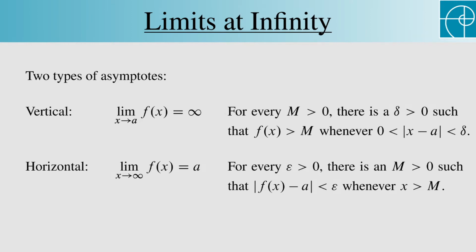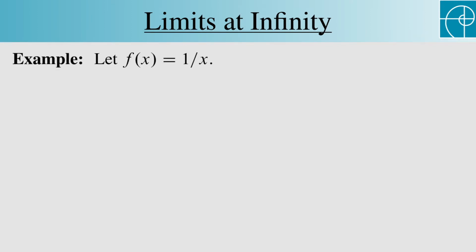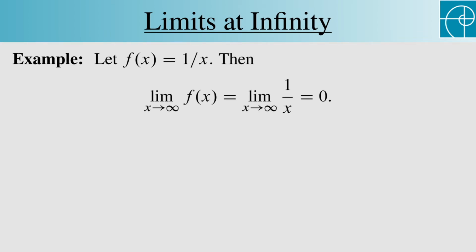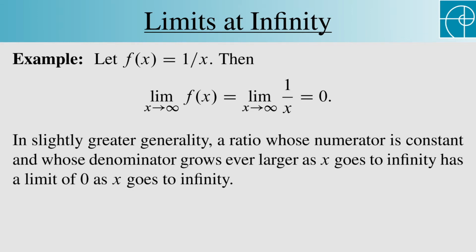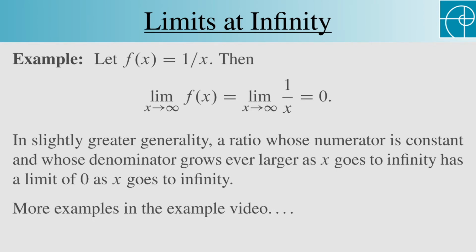Let's look at an example. Let's let f of x equal 1 over x. Then the limit as x goes to infinity is 0. We knew that already from the graph. We could actually make the numerator any constant without changing this limit. In fact, we could do even more than that, but that's a topic for another time. And there are more examples of limits at infinity in the example video.